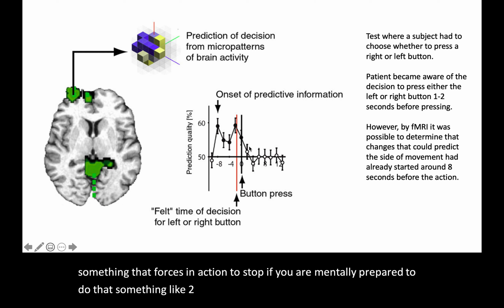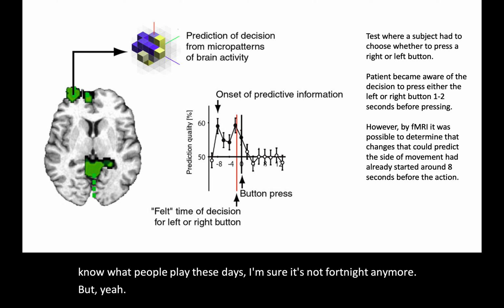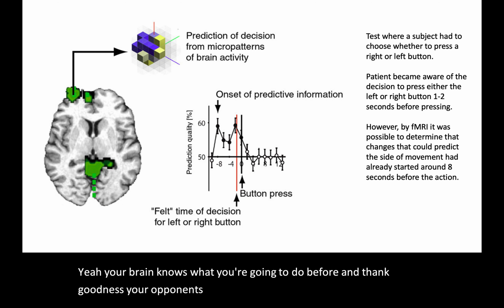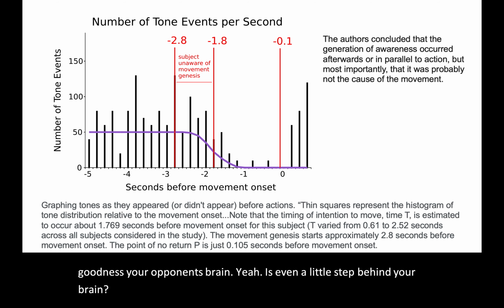The predictive information is all before the button press, and the button press is right there at time 0. So yeah, that's really something. So imagine this next time you're playing, I don't know what people play these days. I'm sure it's not Fortnite anymore, but your brain knows what you're going to do before you know, and thank goodness your opponent's brain is even a little step behind your brain. All right, so that's really something.